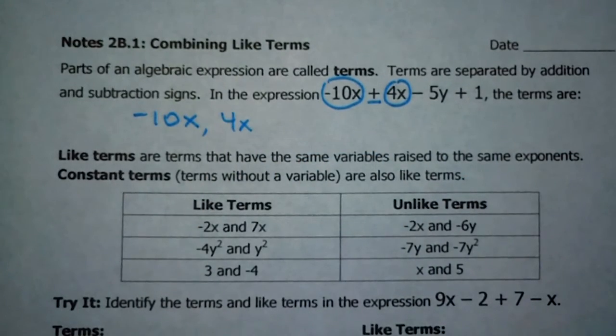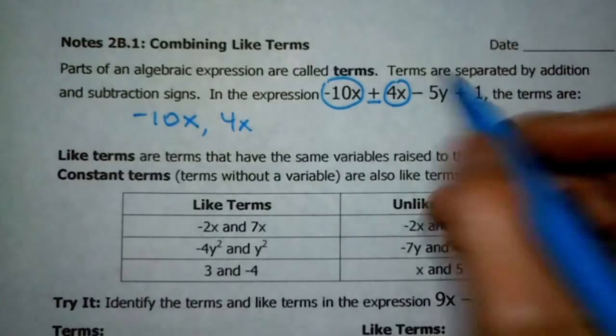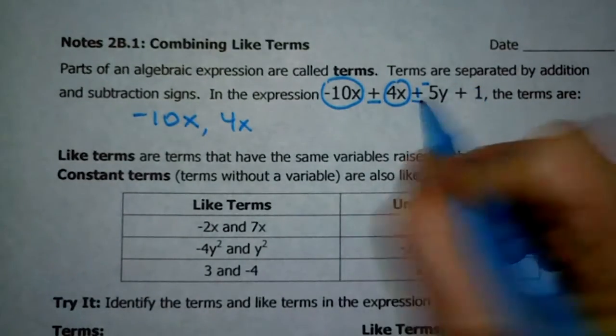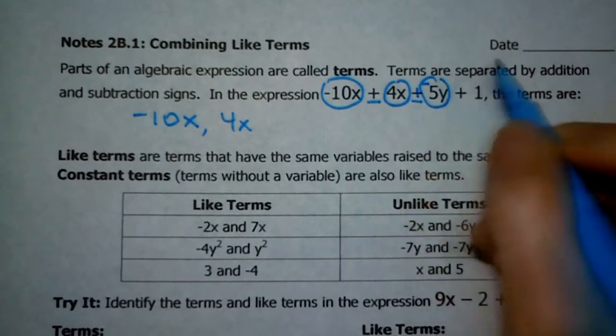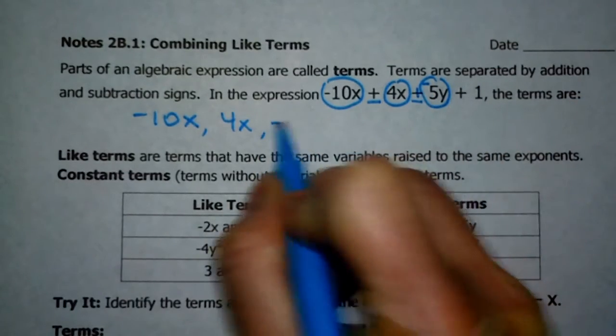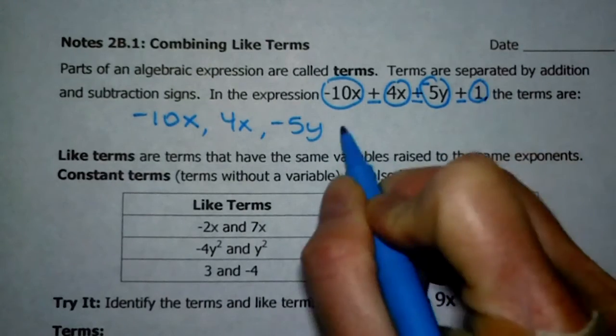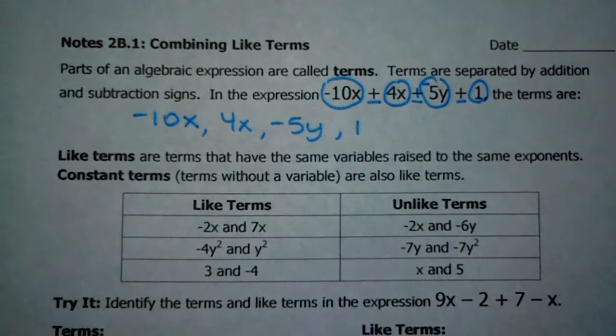And here's where it's a little bit tricky. I know I said that terms are separated by addition and subtraction signs, but when you're subtracting 5y, do you know what kind of 5y that makes it? That's right, it's a negative 5y. So again, before you identify terms, you should keep change. So I'm going to write plus negative 5y. So there's my addition sign. And my term is not 5y, it's negative 5y. There's another addition sign, and I have a 1. So basically there are 4 terms in that expression.